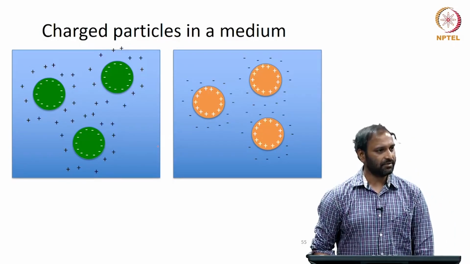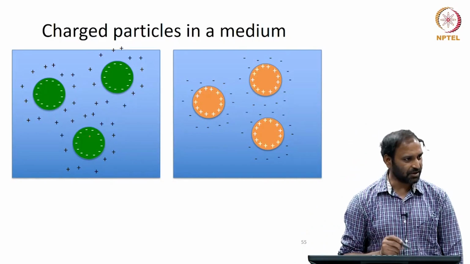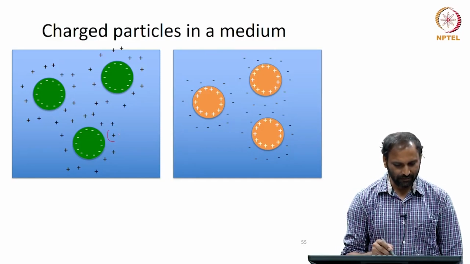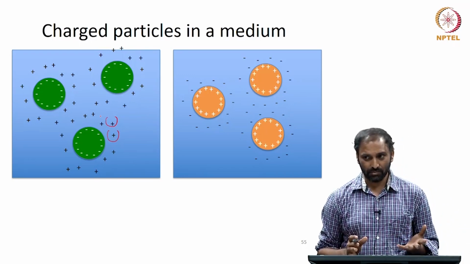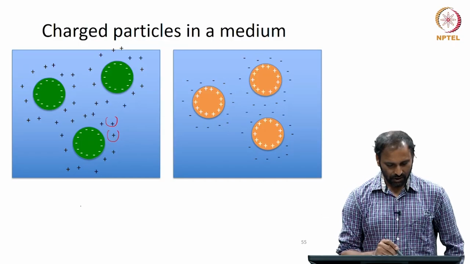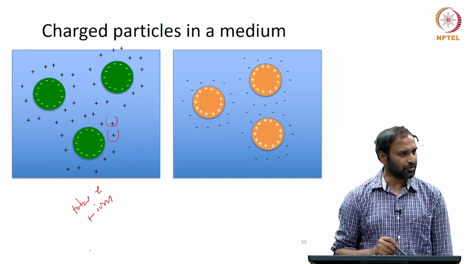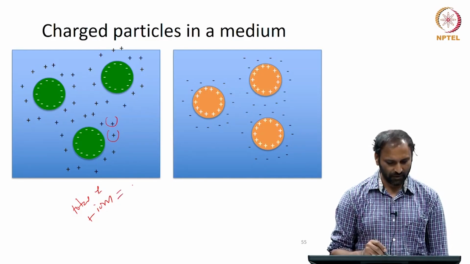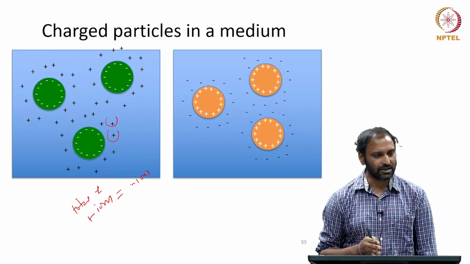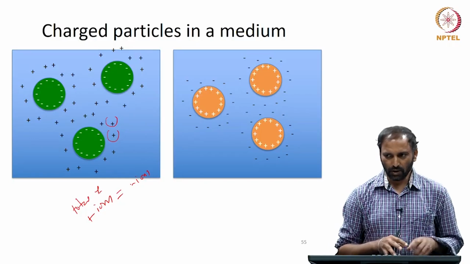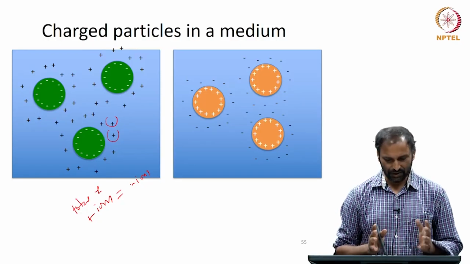The correct picture is this. You should imagine that you have charges on the particle surface, plus the system as a whole has to be electrically neutral. So, if you take a solution, the total number of positive ions or positive charges should be equal to the total number of negative ions in the solution. If you take a charge stabilized dispersion, the total number of positive charges should be equal to the total number of negative charges.